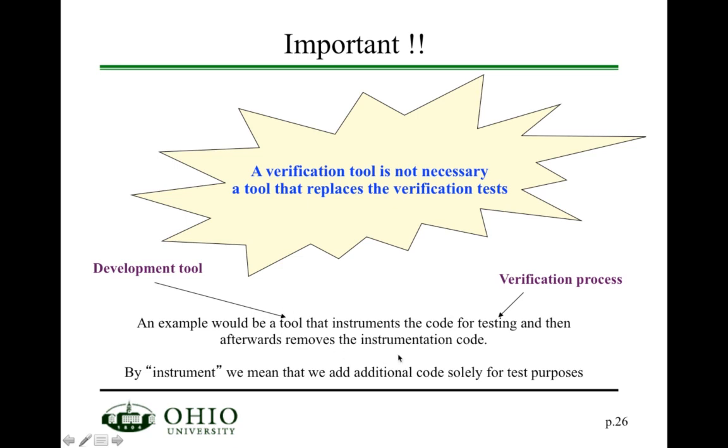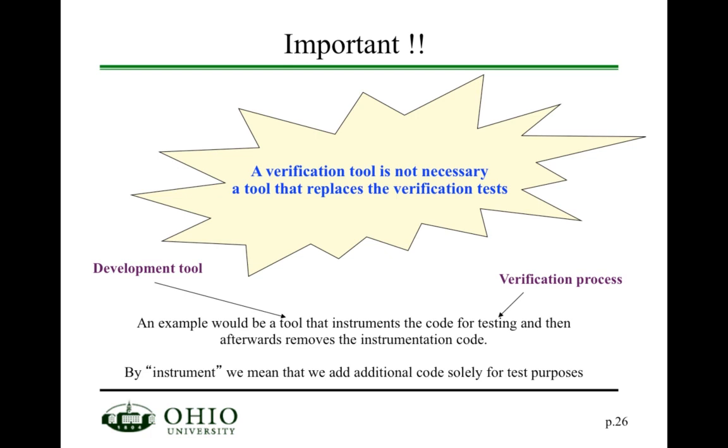However, the tool actually changes the source code. So if there's a mistake in that tool, it could introduce errors in your final product, your executable code, or even the source code here. That makes it a development tool. And of course, realize what I mean by instruments is that we add additional code solely for test purposes. That means you have to really get rid of it. If you forget something, you may change that source code while you use this tool.